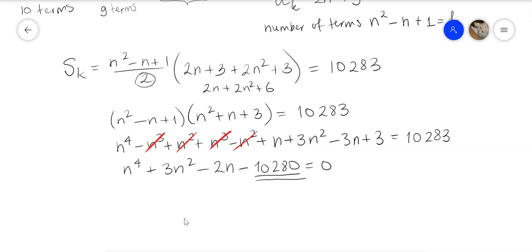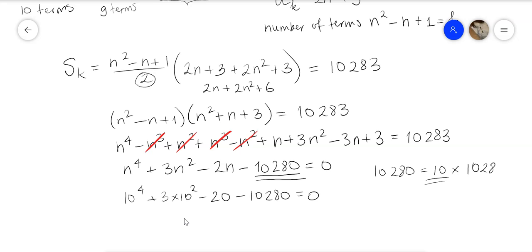The most obvious factorization of 10,280, well, at least to me, is 10 times 1028. Of course, I'm going to check 10, right? If you're working without a calculator, the easiest root to check is 10. So let's try and do that. 10 to the power 4 plus 3 times 10 squared minus 20 minus 10,280 equals 0.